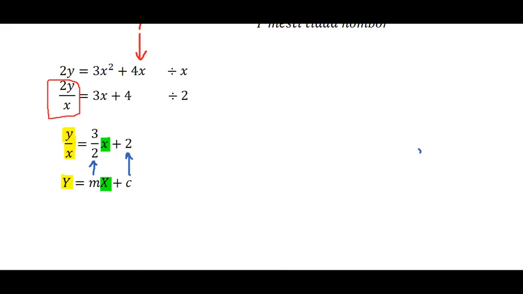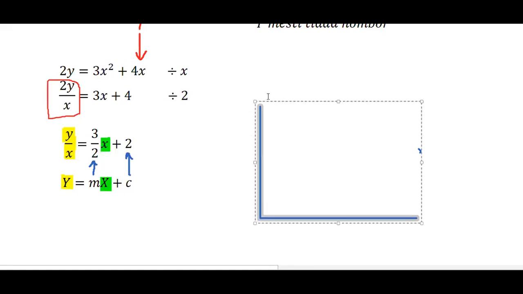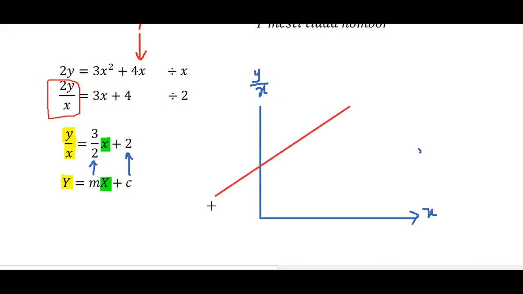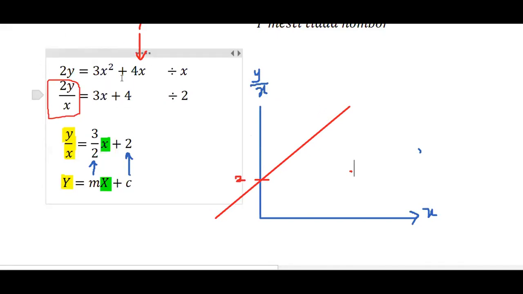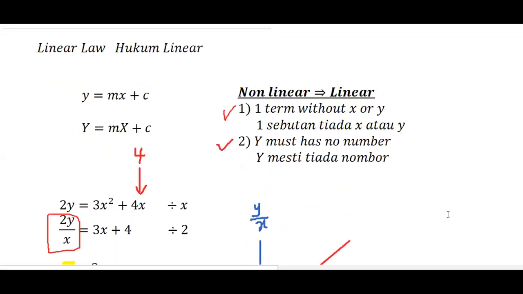So conclusion, kalau saya lukis saya punya graph, ini adalah Y per X. Paksi Y saya. My Y axis is Y per X. My X axis is what? X. And then, pintasan Y dia 2. Betul. Ini 2. So, this is a linear law already. Asal bukan, asal adalah quadratic. Original is quadratic.